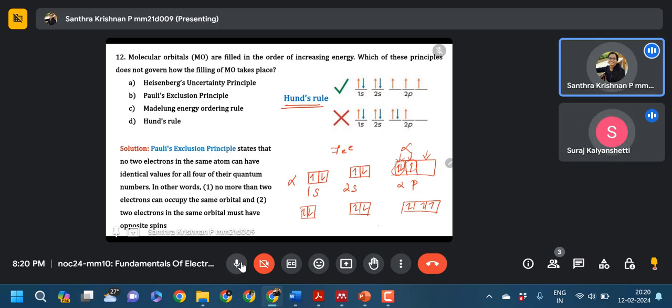Okay, so that is Hund's rule. All of these are important in filling, but Heisenberg's uncertainty principle is not important in filling. Got it. Thank you. I think I learned something.